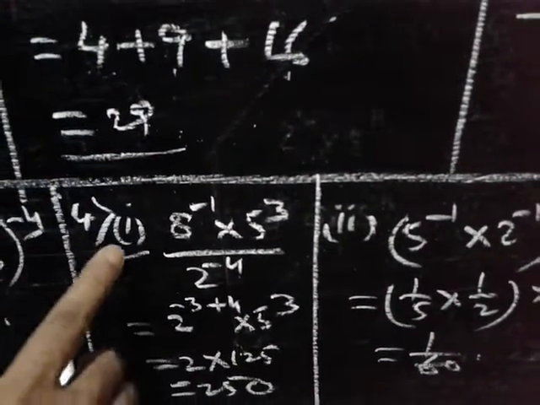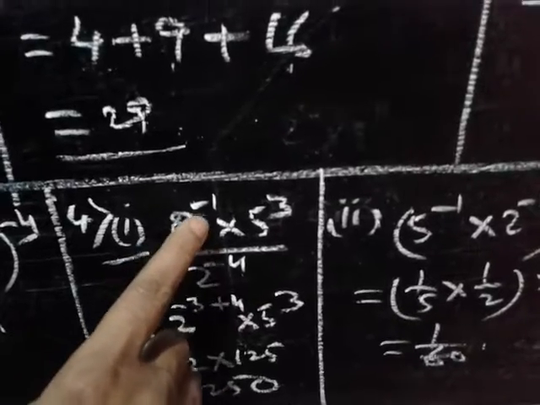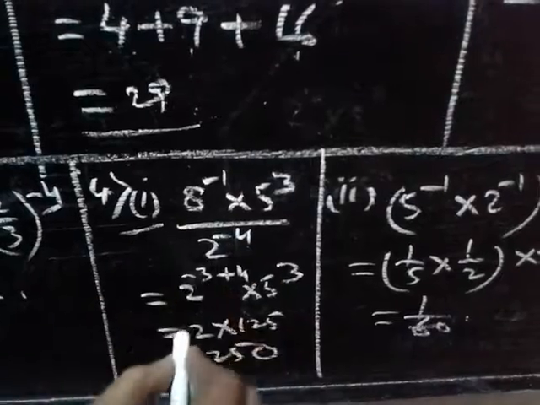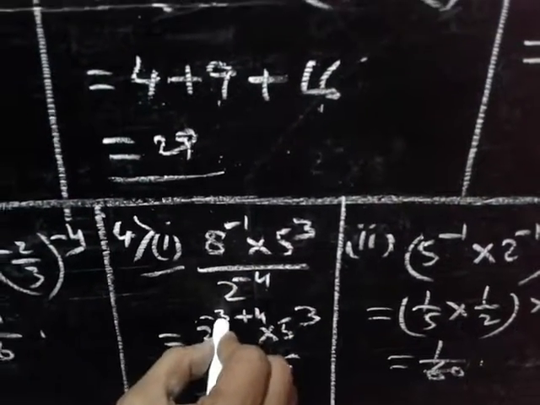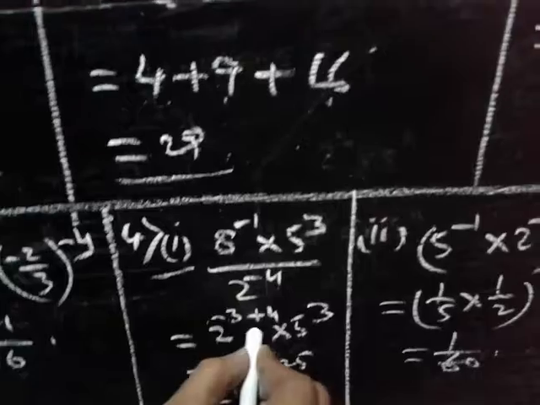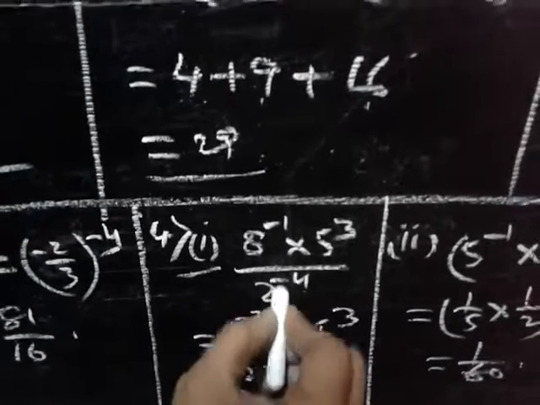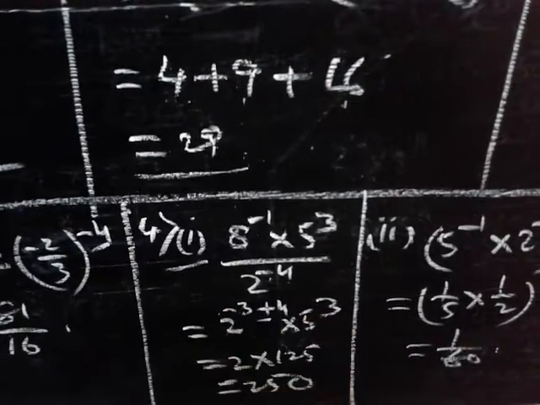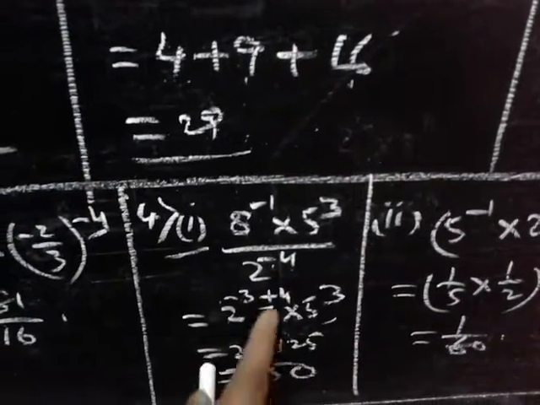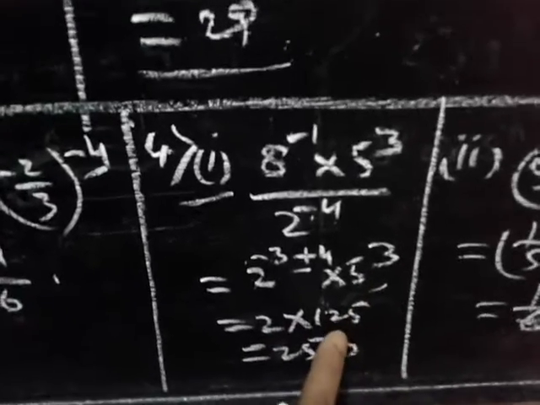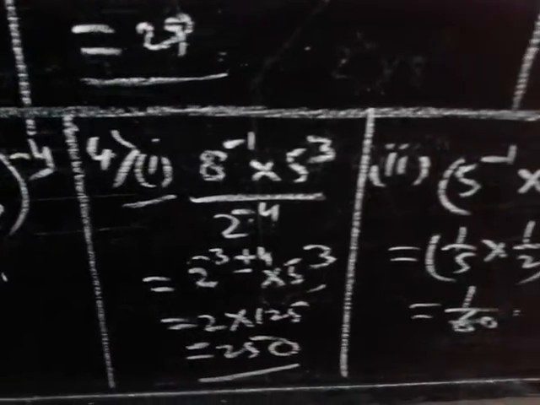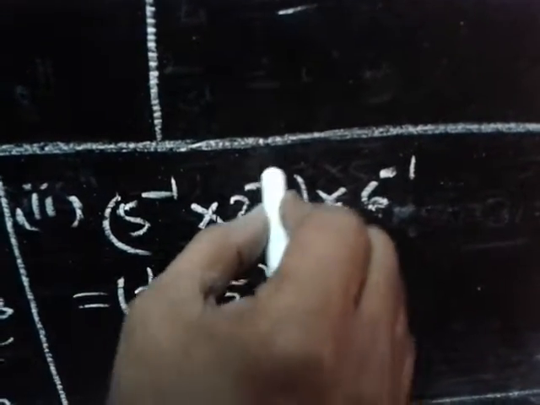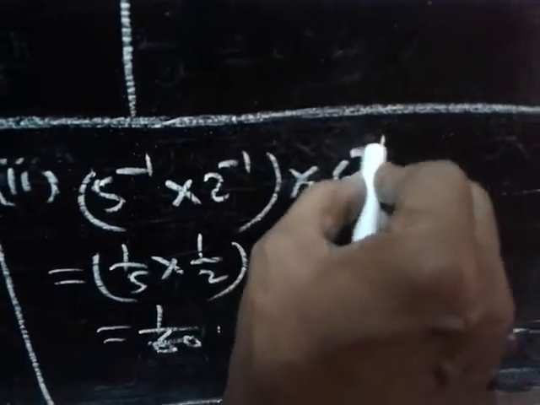Then is number 1. 8 to the power minus 1 into 5 cube divided by 2 to the power minus 4. So 8 is actually 2 to the power 3 into, and this is divide though, so whenever divide, the power will be minus, minus into minus 4 equal to plus 4 into 5 cube. It has come 2, and this is 125, and this is 250. Minus 5 to the power minus 1 into 2 to the power minus 1 into 6 to the power minus 1.